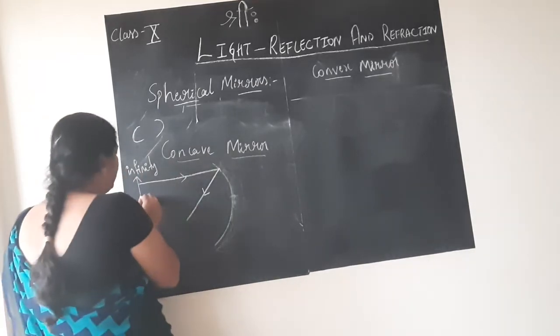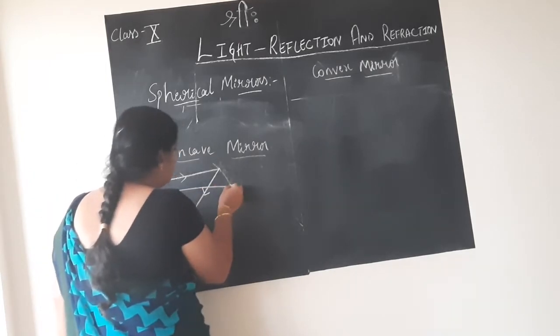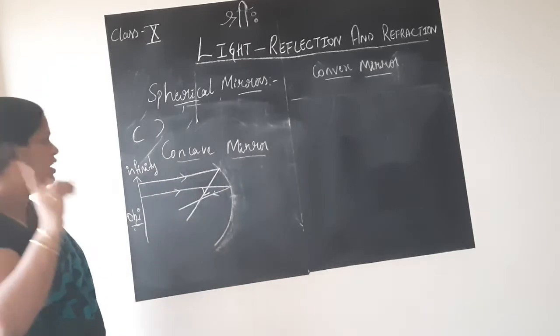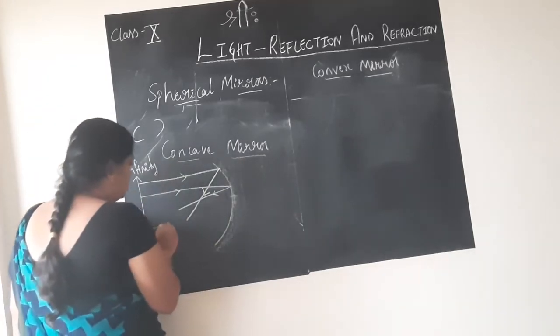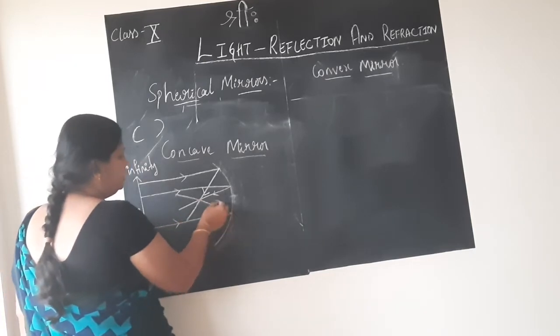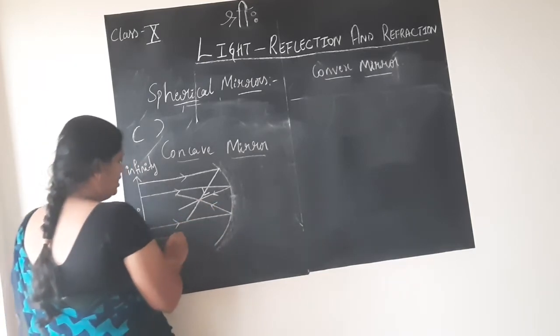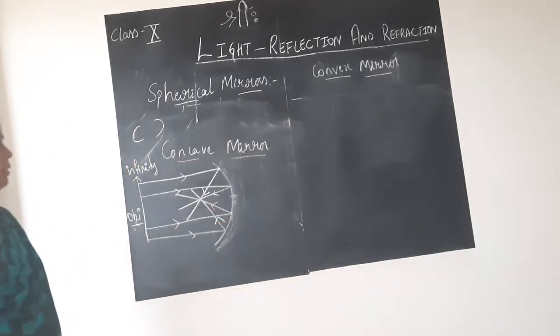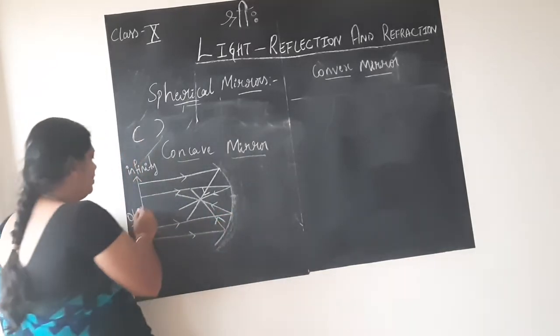Similarly, the other ray of light will fall on the mirror and reflect back. See, for each ray, mention the arrow mark. So, it will come back. Incident on the mirror, reflecting back. Incident on the mirror, reflecting back. Correct?